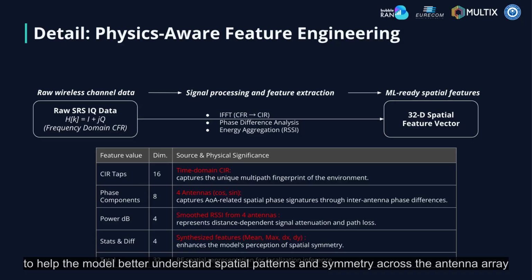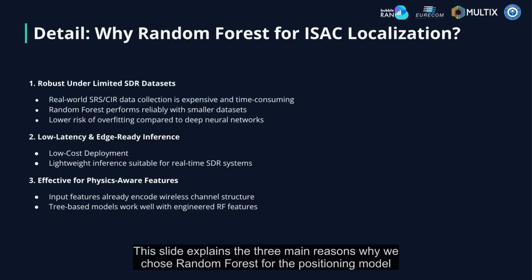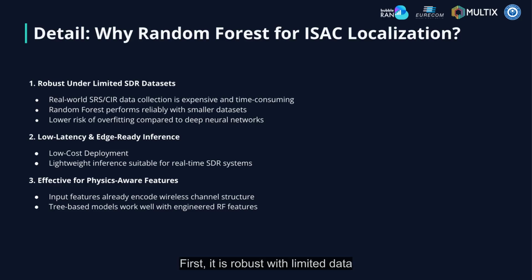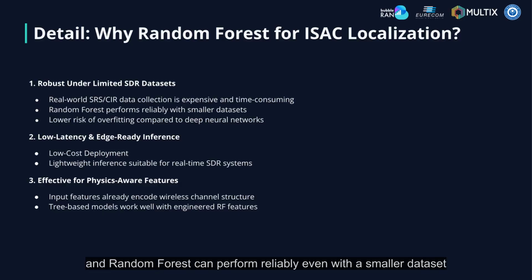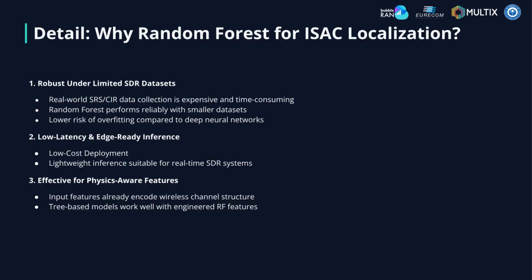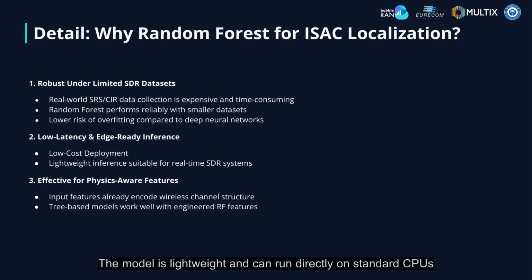This slide explains the 3 main reasons why we chose random forest for the positioning model. First, it is robust with limited data. Collecting real-world 5G positioning data is time-consuming, and random forest can perform reliably even with a smaller dataset. It also helps reduce the risk of severe overfitting, which can be a challenge for deep learning models. Second, it is edge-ready for inference. The model is lightweight and can run directly on standard CPUs, which makes it suitable for low-latency, real-time positioning.